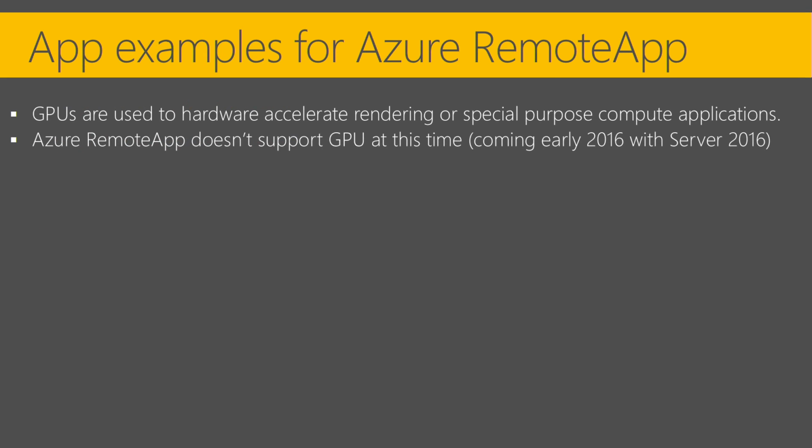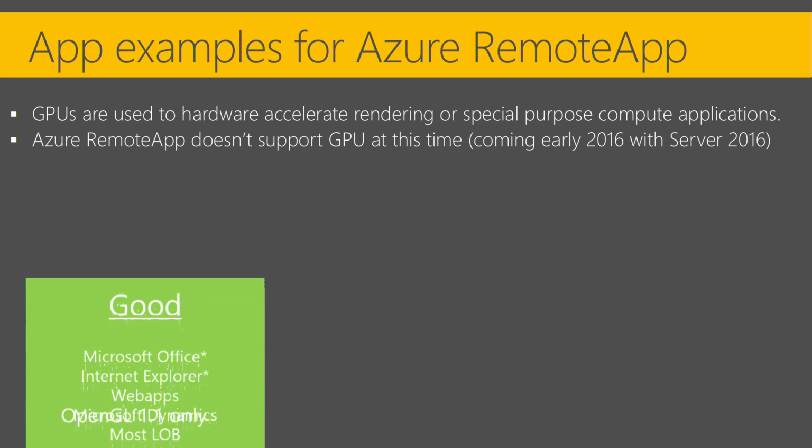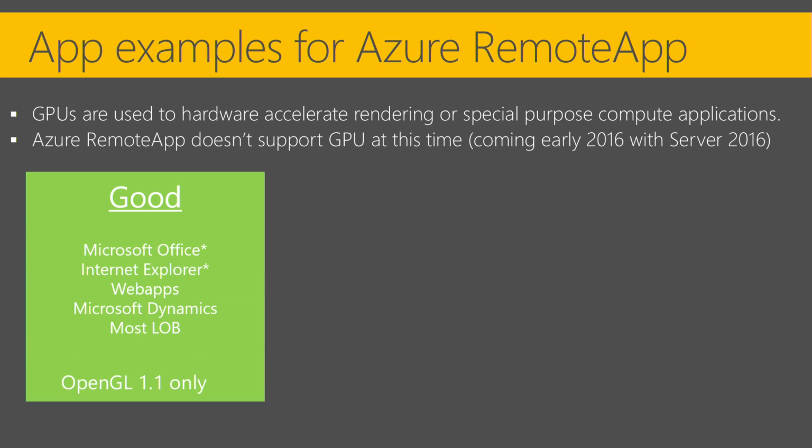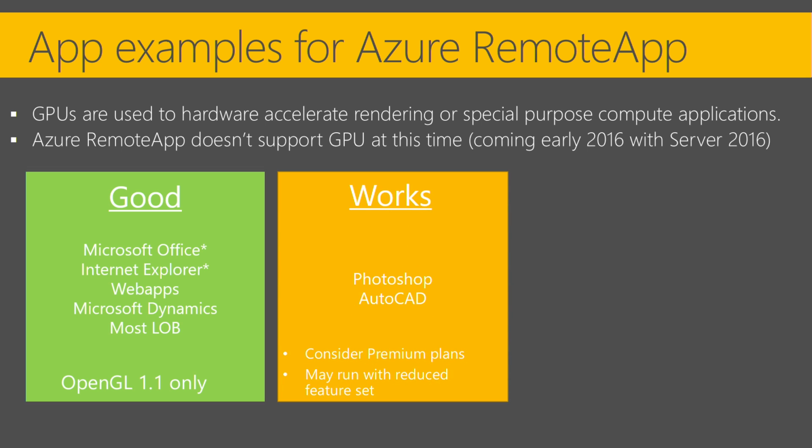So another question that we often get is, okay, you told me about this planning, this many users on the VM and this type of VM. What are some examples of good applications versus bad applications? Examples of good applications would be Office, Internet Explorer, web apps, Dynamics, most line of business applications, most of those Win32 applications. Some examples of applications that work, but with reduced functionality might be Photoshop or AutoCAD, where the premium plans are going to be really good for those.